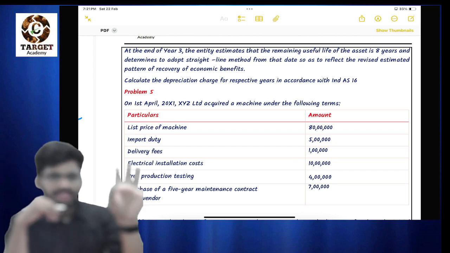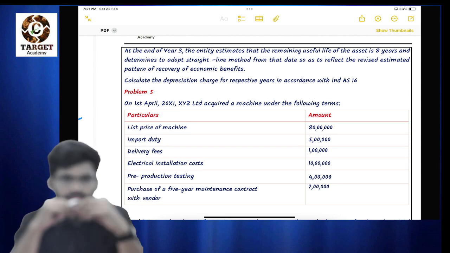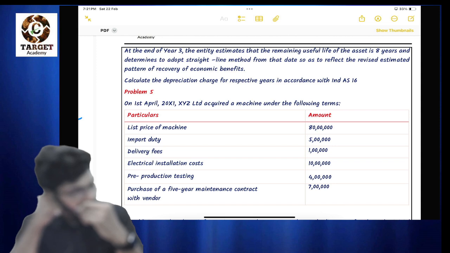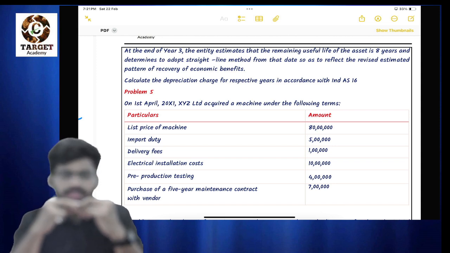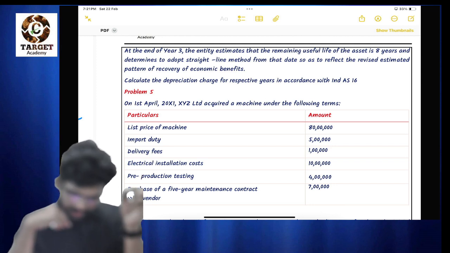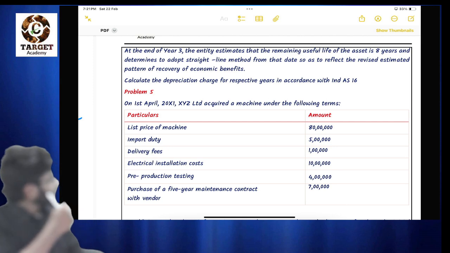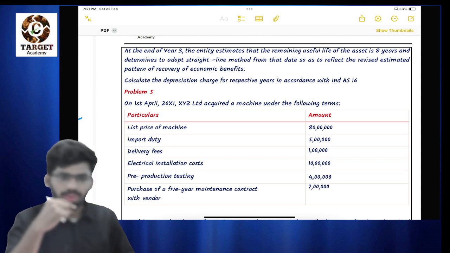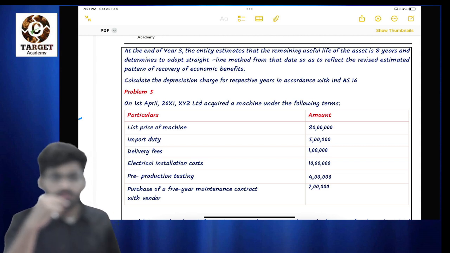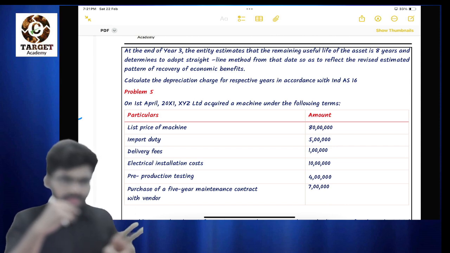Same question we already discussed. Changing the method from WDV to SLM. Clear? First, the cost of the asset is 5 million. We need to calculate depreciation for how many years? 3 years. At the end of the third year, the remaining useful life is 8 years. Correct or not? Remaining useful life is 8 years. So calculate depreciation for 2 years only. Please calculate depreciation for 2 years.